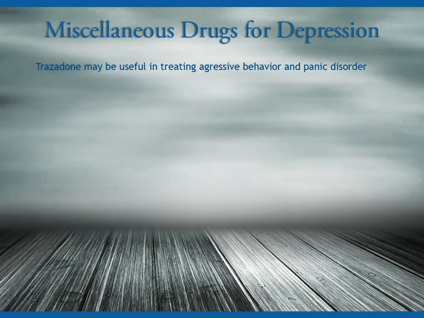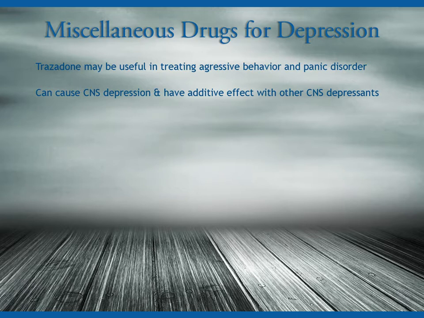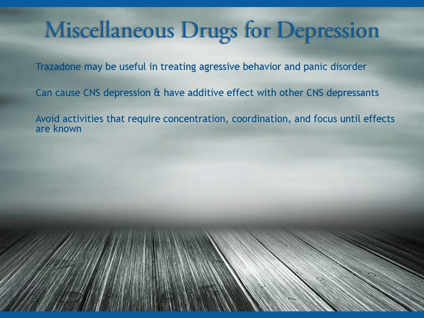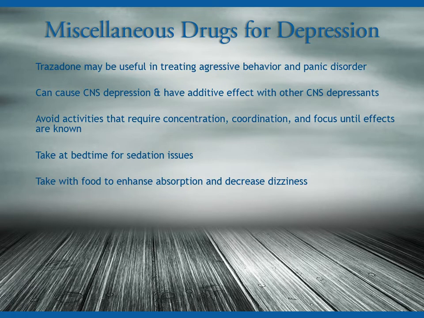There are miscellaneous drugs that are used to treat depression. Trazodone may also be useful in treating aggressive behavior and panic disorder. Remember, this group of medication can cause central nervous system depression and may have an additive effect when taken with other central nervous system depressants. Avoid activities that require concentration or coordination until the full effects are known. Take dosage at bedtime if sedation becomes a problem. Take with a meal or snack to enhance absorption and decrease dizziness. Notify the prescriber if the person becomes pregnant or plans to become pregnant.